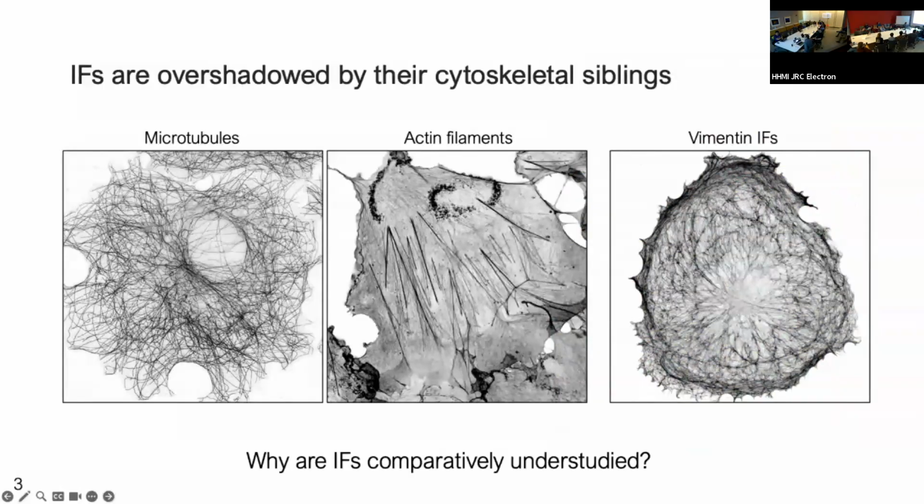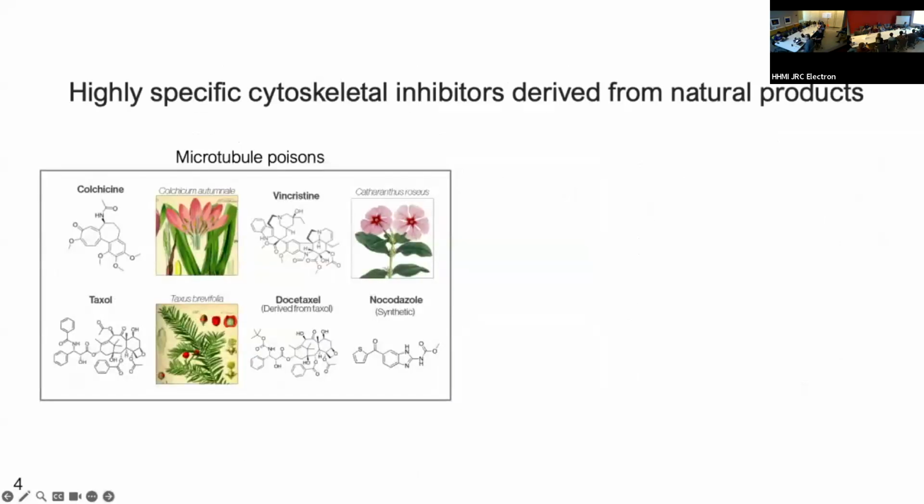I'd argue that, in fact, IFs are understudied because there is a huge gulf in the tool distribution. Actin and microtubules have tons of highly specific, fast-acting tools, whereas intermediate filaments simply don't. So researchers haven't had the implements with which to study these really important cytoskeletal structures. And the reason for that is nature. The natural world has actually provisioned cytoskeletal biologists with great tools for studying microtubules and actin.